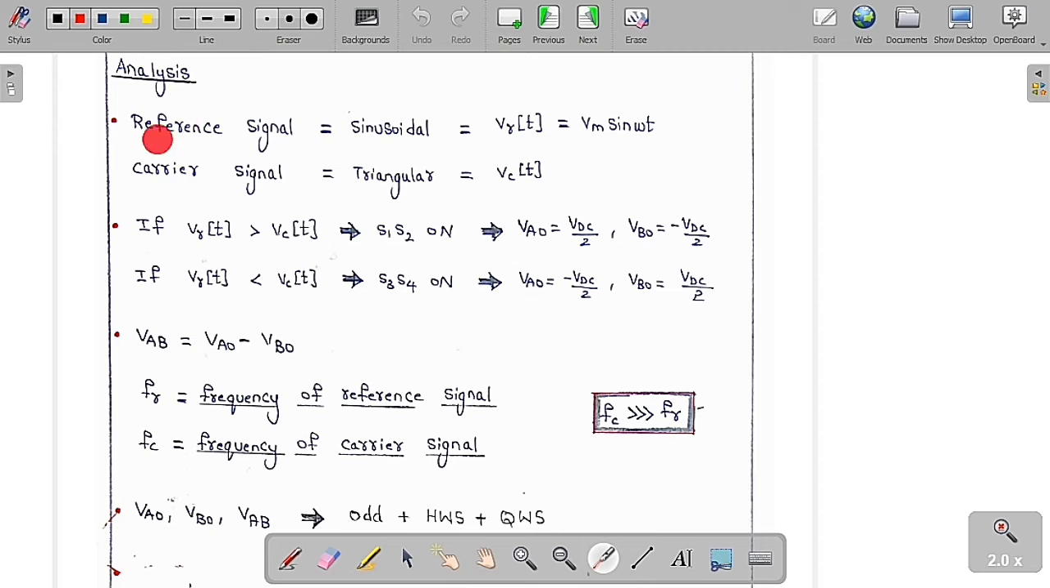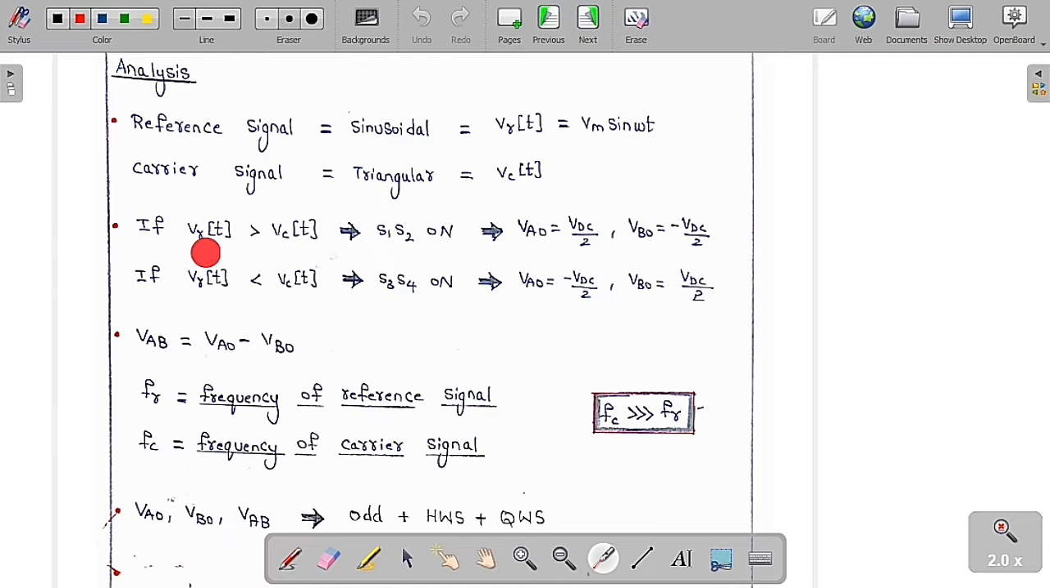Now we are going to do some more analysis of this circuit. Here I am going to take the reference signal as sinusoidal, so Vr of t is equal to Vm sin omega t. Similarly, I am going to assume the carrier signal as a triangular waveform, which is Vc of t. Vm is the peak value of the reference signal, and Vc is the peak value of the carrier signal.